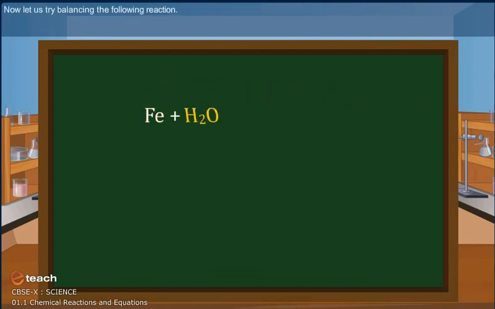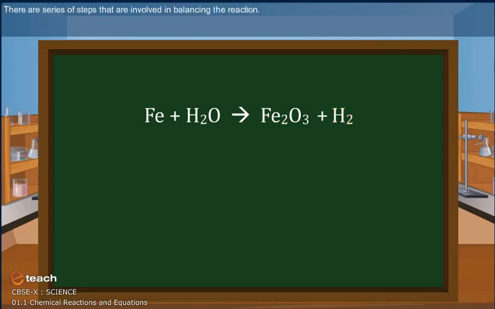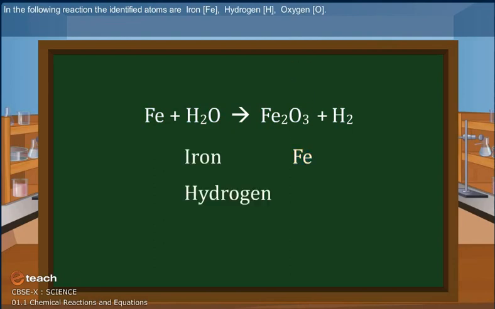Now, let us try balancing the following reaction. There are a series of steps involved in balancing the reaction. Step 1. We need to identify the different types of atoms present in the equation. In the following reaction, the identified atoms are iron, Fe, hydrogen, H, and oxygen, O.